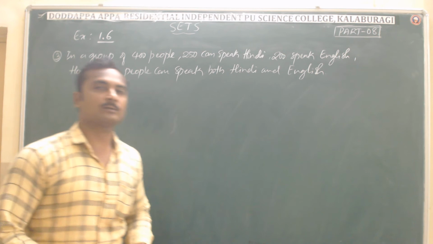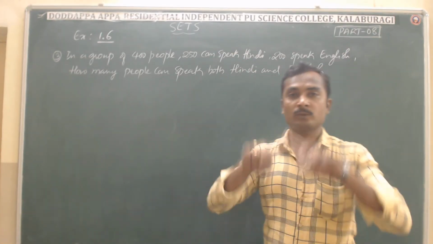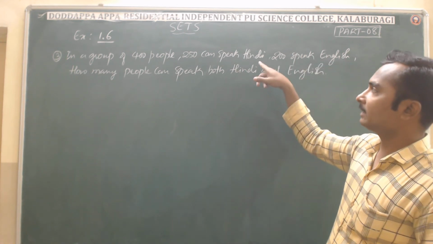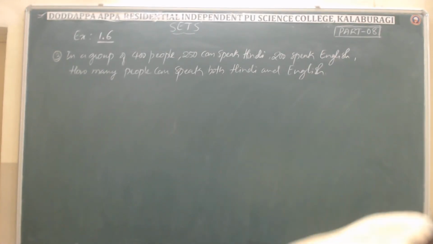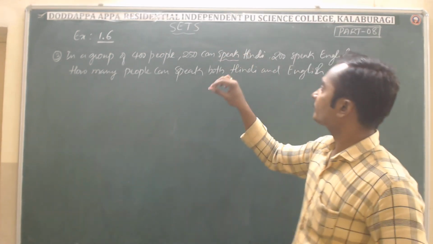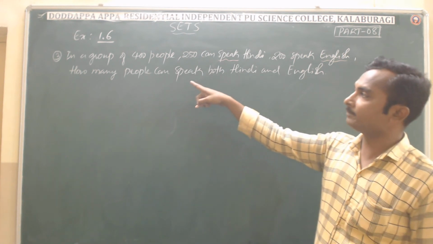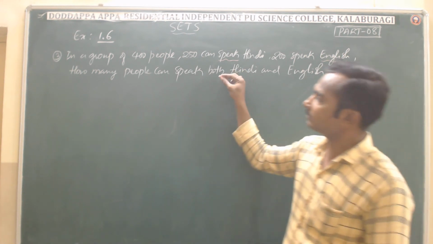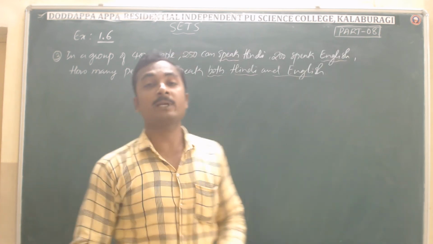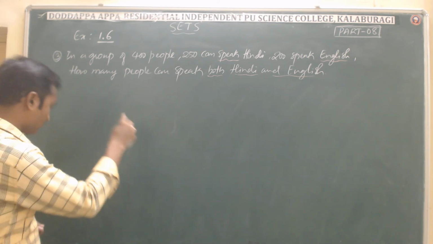Okay, students. So the third example. In a group of 400 people, 250 people can speak Hindi, and 200 people speak English. We need to find how many people can speak both Hindi as well as English. Okay. So let's solve this problem.